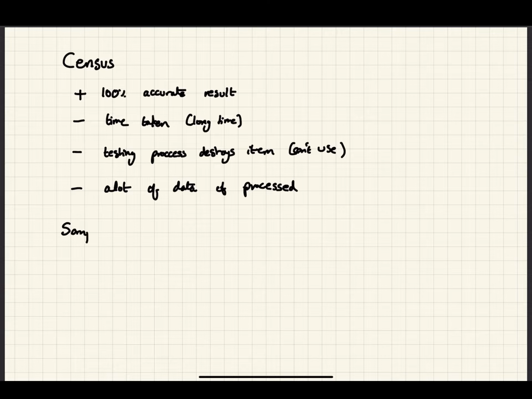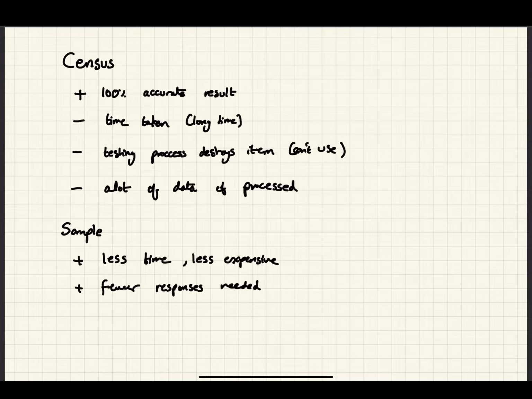Now if you move down to a sample, with a sample, things are a bit better, as you can imagine. One of the main advantages of the sample is that it's less time consuming, so it takes up less time. And also it's less expensive. So less time, less expensive, and that makes it a little bit more practical to do. And then, you have to get fewer responses. Because let's say I asked 100 people and I only got like 50 back, then sometimes that's okay too. And of course, you have less data to process. So a lot of the plus points for the sample are the negative points of the census, just reversed.